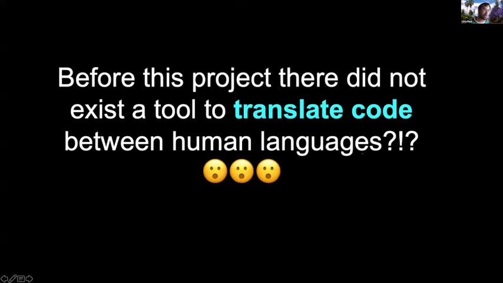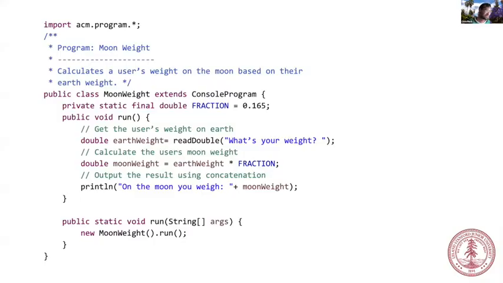So before this project, there did not exist a tool to translate code between human languages. And so we have a very simple goal ahead of us. Let's build that tool. So when I say there doesn't exist a tool, on some level you must be like, wait, Chris, isn't there already Google Translate? Can't we just use that? So let's try it. Let's take this code that's written in English and let's try and translate it into Chinese.